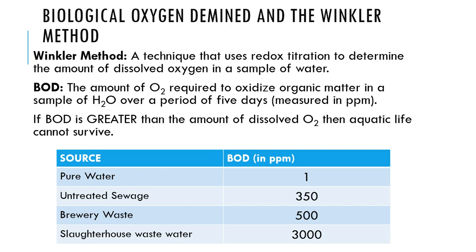Different samples of water will have different biological oxygen demands. We see some in the table below. Pure water has a BOD of 1. Untreated sewage, yummy, has a BOD of 350. Brewery wastewater has a BOD of 500. And slaughterhouse wastewater has a BOD of 3,000. So what those numbers are saying is that slaughterhouse wastewater would need to have a lot more oxygen dissolved in it to support aquatic life than pure water.